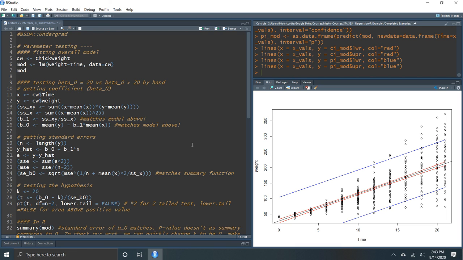This has been a video demonstrating how we implement inference in R: calculating confidence intervals for the parameters, confidence intervals for the mean prediction, and prediction intervals.